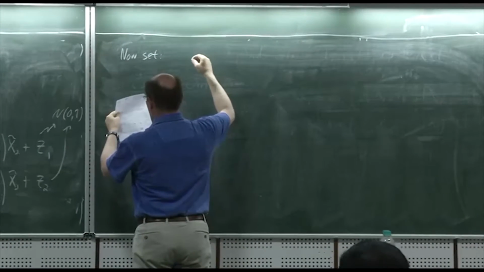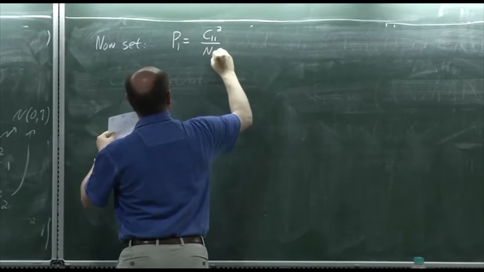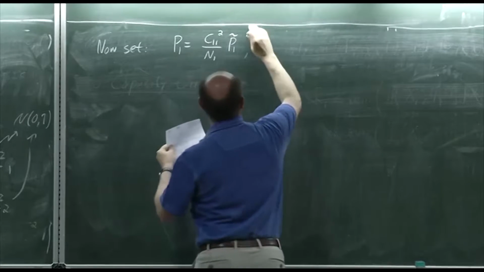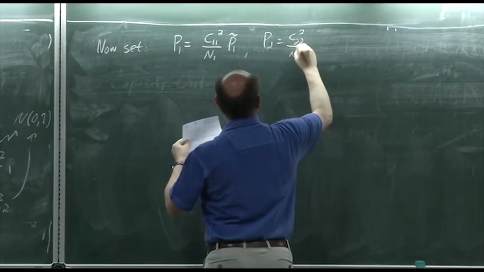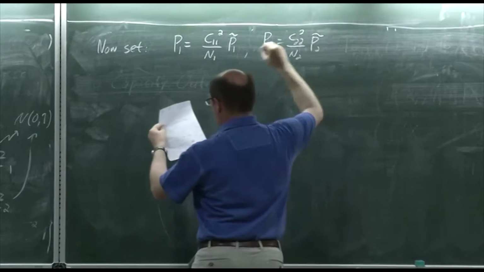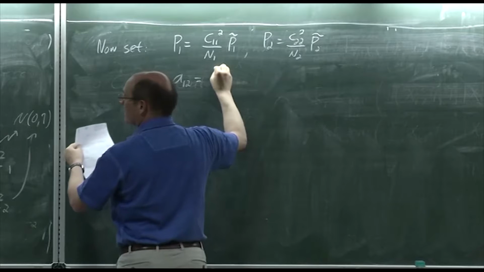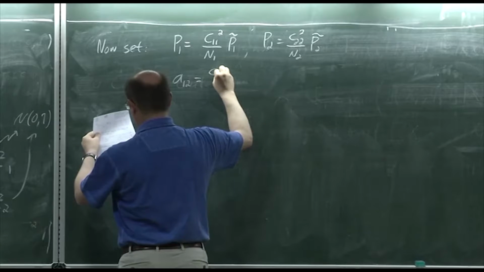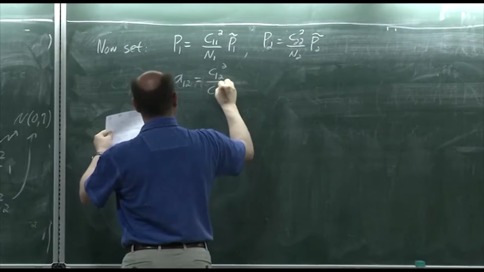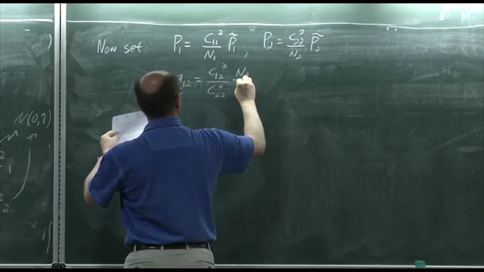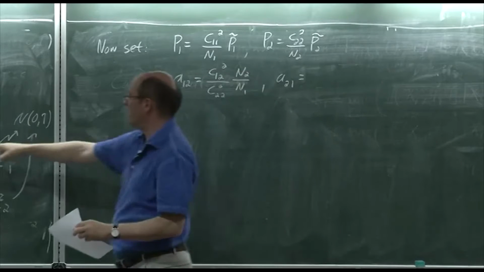So I just have to define the new parameters. P1 to be equal to C11 squared by N1 P1 tilde as the new power constraint. P2 equals C22 squared by N2 P2 tilde. And then I want to define crosstalk parameters. A12 will be equal to C12 squared C22 squared N2 over N1, and A21 will equal to, so that gives me the C12 over N1.